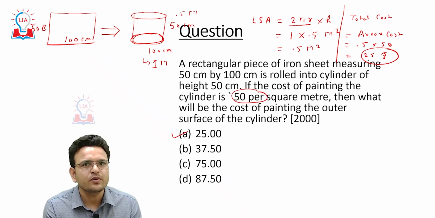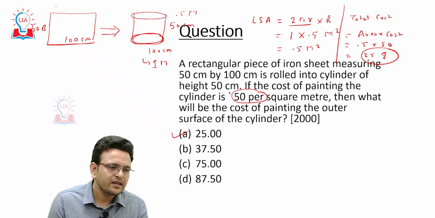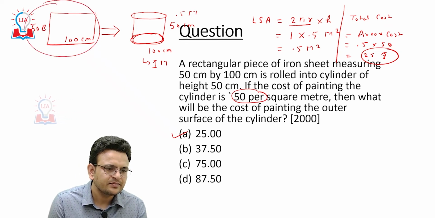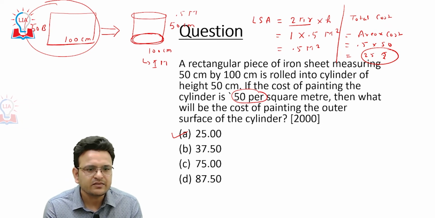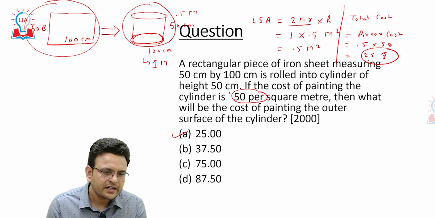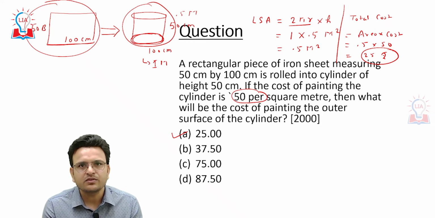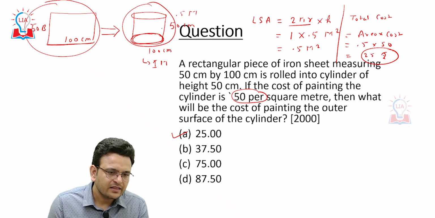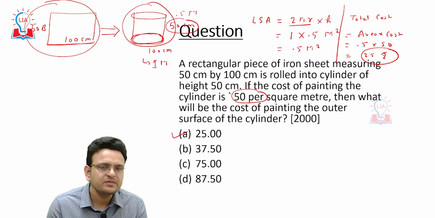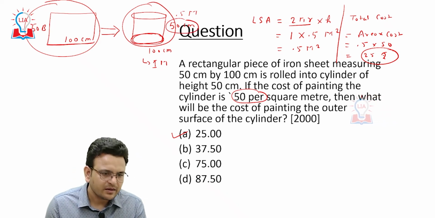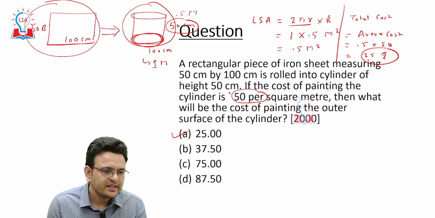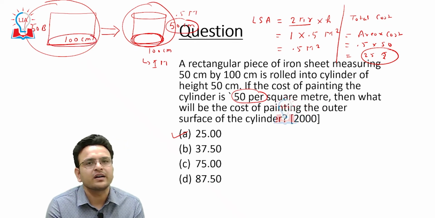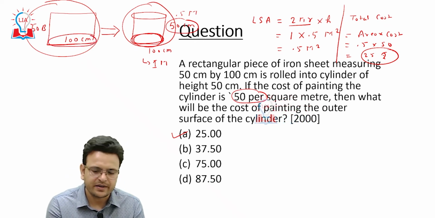The only thing you have to understand is the basic concept. Here we have a rectangular sheet, and this rectangular sheet has been converted into the cylinder. When it is converted into a cylinder, the height of the cylinder is 50 centimeter. The second thing is that the base of the cylinder is a circle, and the circumference will be the length of the rectangle. This concept you have to remember.